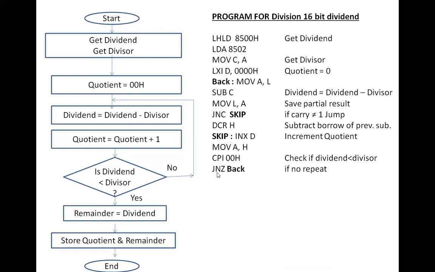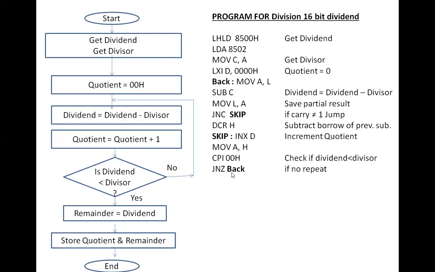And if it has not become zero, suppose it is previously 3. If it is reduced here, it will become 2. So in that case, CPI 00 is not going to set the zero flag. So if it is not zero, it will go back and copy the content of L into A, because we have already copied the partial result into L. So L will be copied into A.